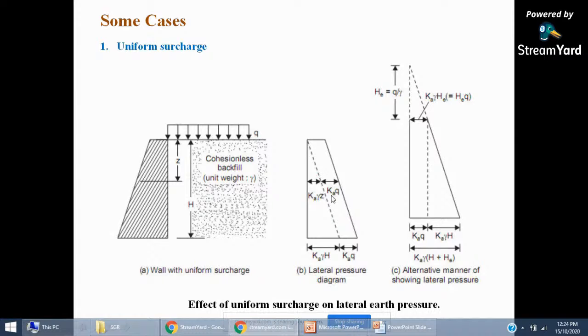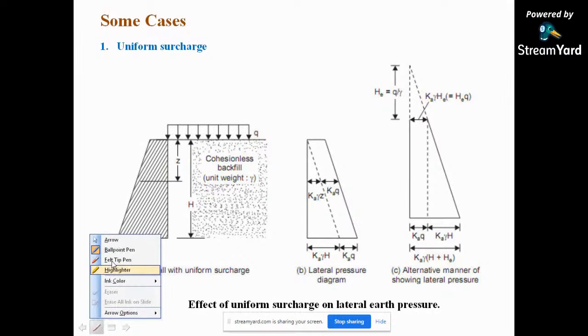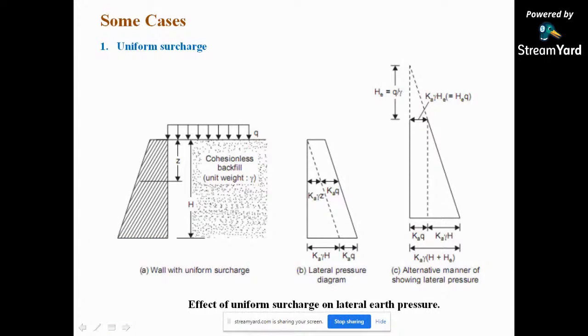You are having Ka gamma, you are having a load Q also, and you are having a distribution diagram of gamma also. So here your condition is, this is the diagram: Q is uniform from here to here. Your surcharge loading is uniform. It is given that your Q acts all the way to this H. That's why the diagram for Q, from here to here, will have the same intensity, which is Ka into Q.